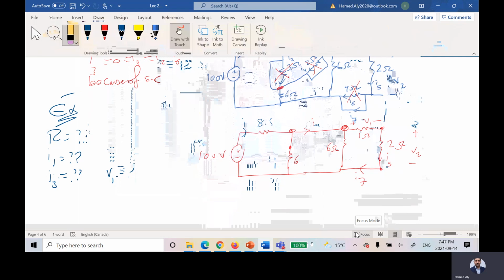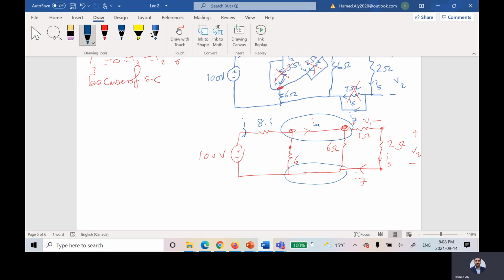Okay, so how many nodes do we have? I have this, I have this, I have this, I have this. But actually, I have two. How come you have two? Because this one and this one, there is nothing connected between them. I mean by nothing, resistor or source. So I can consider this guy as one node. Am I right? And I can consider this guy as another node.